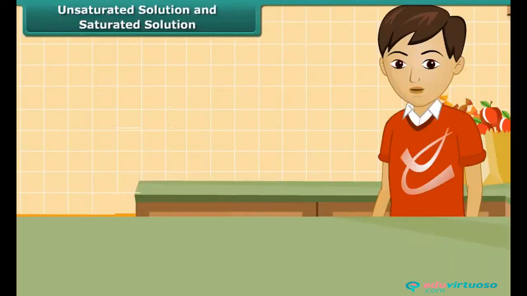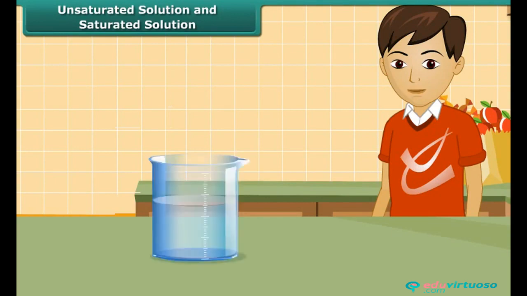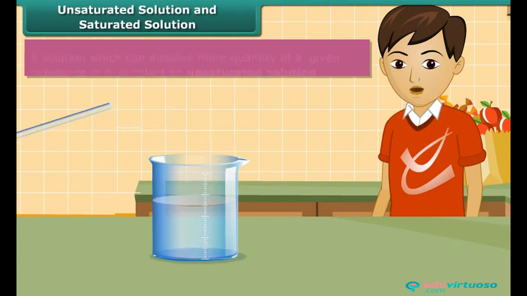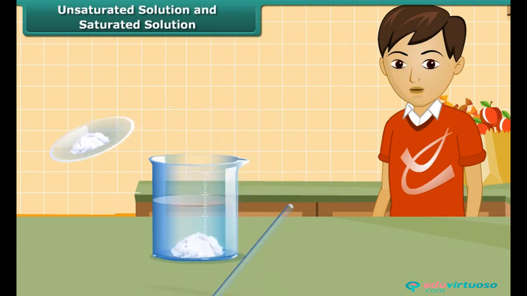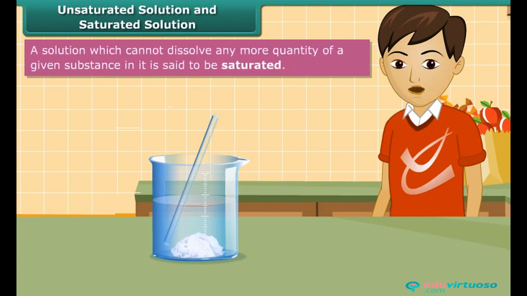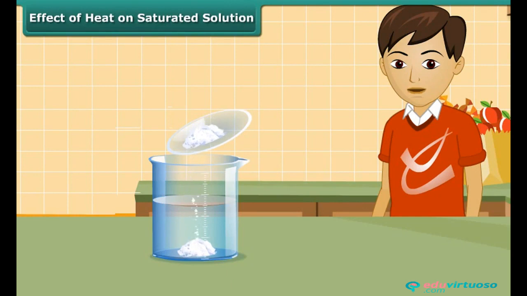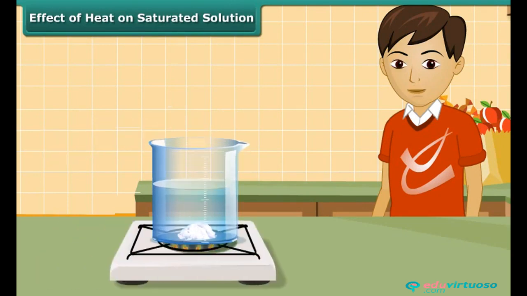Let us now do another workout. Take a beaker and dissolve some amount of salt in it. Go on adding salt to the solution. As long as the salt is dissolved in water, the solution is an unsaturated solution. But a stage will soon come when you will not be able to dissolve more salt in the solution. At this stage, the solution becomes saturated. Thus, a solution is said to be saturated if it cannot dissolve any more quantity of the given substance in it. Add a small quantity of salt to a saturated solution and heat it.